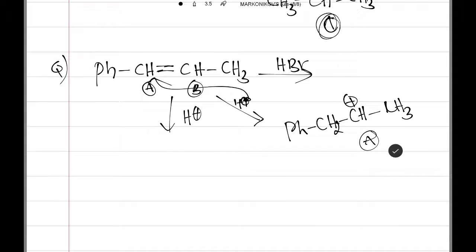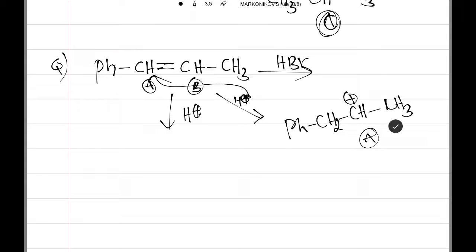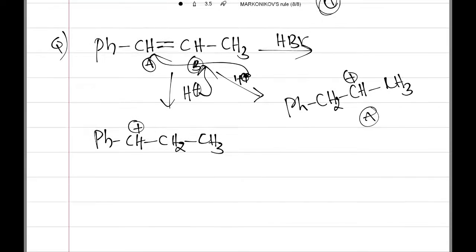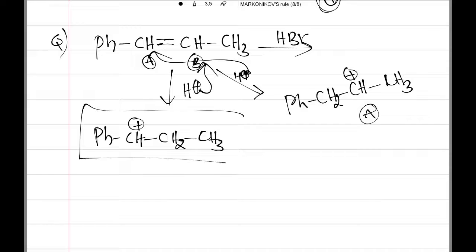And what is the product B? If H plus is attached to this one, we can get PhCH+ and here it is CH2 and CH3. So here, which is the most stable carbocation? I can say this is the most stable carbocation.